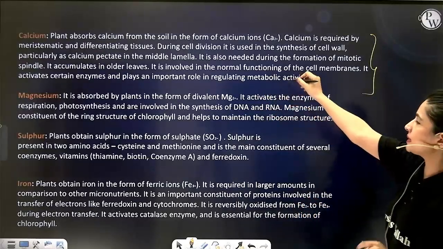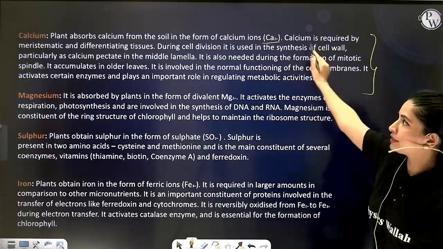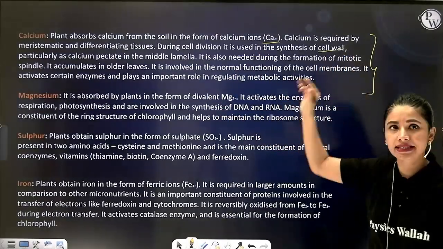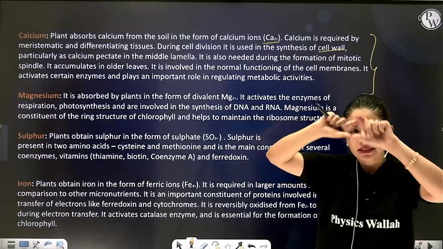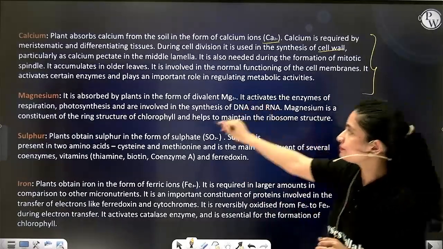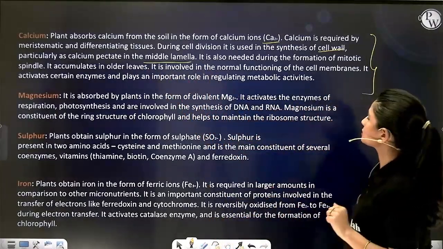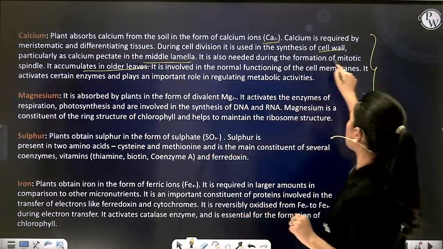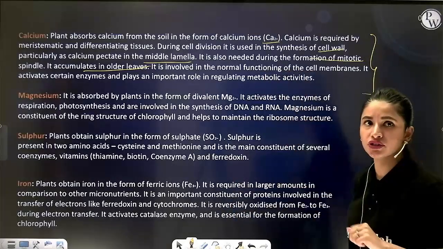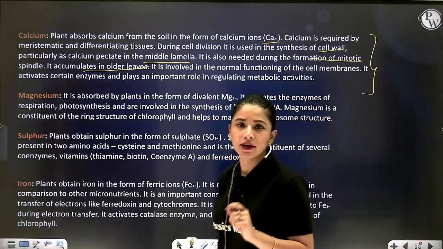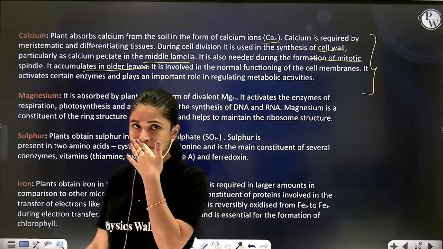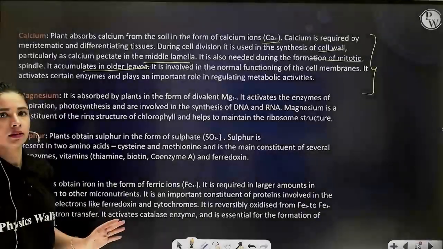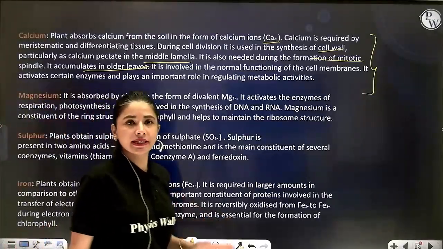See, calcium is absorbed in the form of Ca2+. It is required by the meristematic cells as it is required to synthesize cell wall. Cell wall synthesis requires it. Middle lamella synthesis requires it. It gets accumulated in older leaves. It is required for the formation of spindle fibers, etc. I hope till calcium it is clear to everybody. Okay, so I hope calcium is clear.